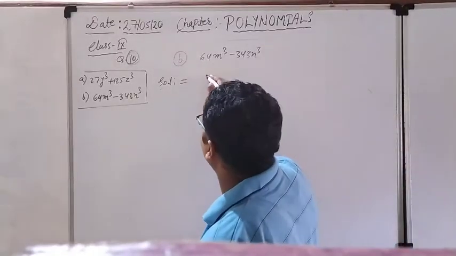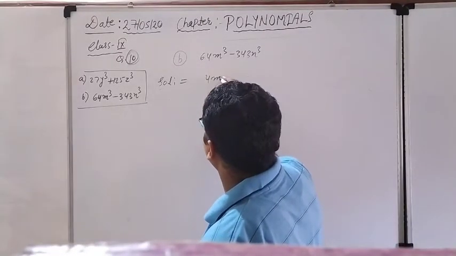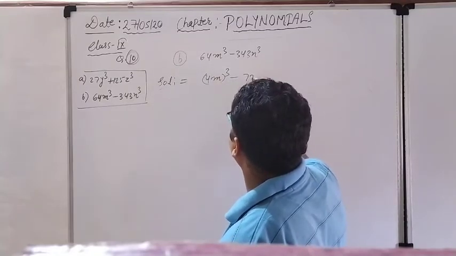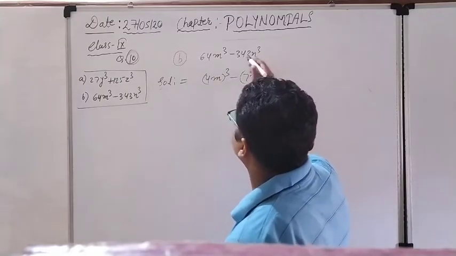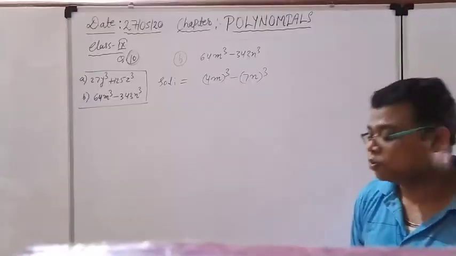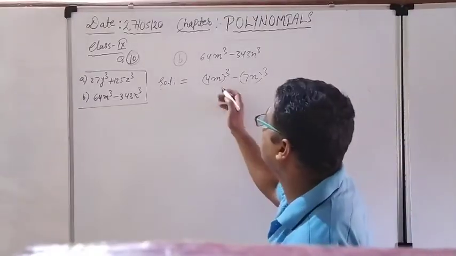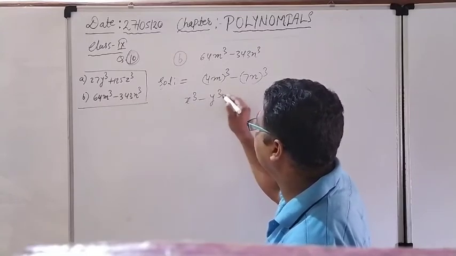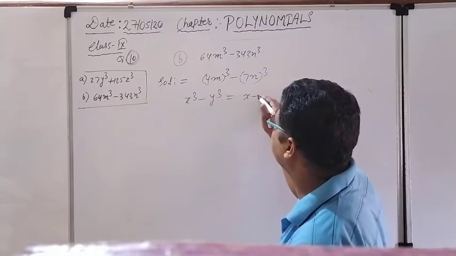So 64 actually is a cube of 4. So it can also be written as 4m cube. It can also be written as 7n cube. Why? Because this is the cube of 7. 7 cube is equal to 343. Right now we are going to adopt the formula which we have learned. x cube minus y cube. What is the expansion for this?